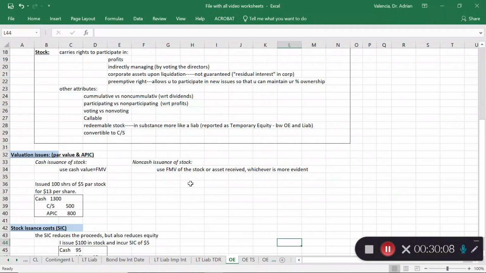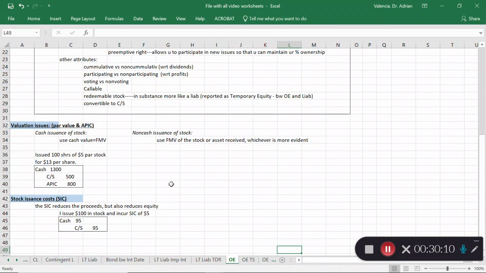Okay, last little thing here. If you issue stock, usually there are stock issuance costs involved, right? There are the underwriters, the accountants, the attorneys, all that. Those are costs related to the issuance, to you being able to issue that stock. So the way we account for that is we simply reduce it from the proceeds. Okay, in the example here, I say I issue $100 in stock and incur a stock issuance cost of $5. I don't even account for it. It just gets netted out of there.